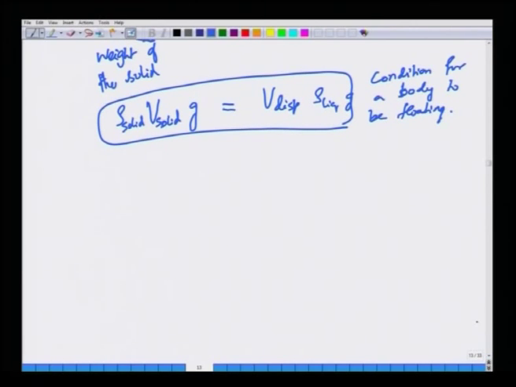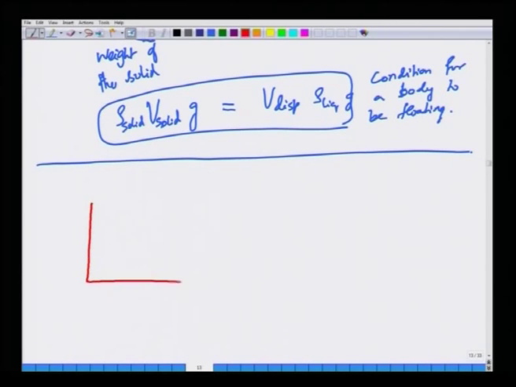So, this is Archimedes principle. What I will do next is to illustrate this with a slightly more involved example. So, let us try to apply this principle for the following problem. You have a huge swimming pool, let us say, a huge body of water.